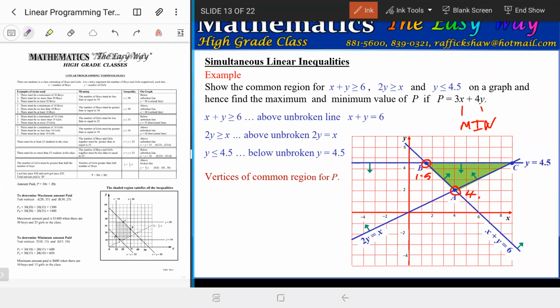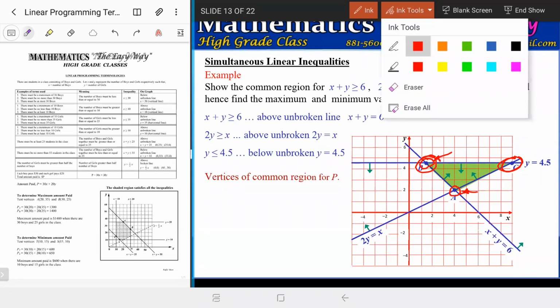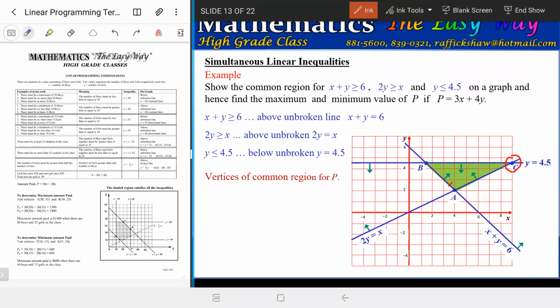You have to look at the combination. And that's why you have to test the vertices to see which one will give you the minimum. Because whereas this one has a smaller x value than this one, it has a higher y value than this one. These two are the same y value, but if you compare these two now, this one has a higher y value.